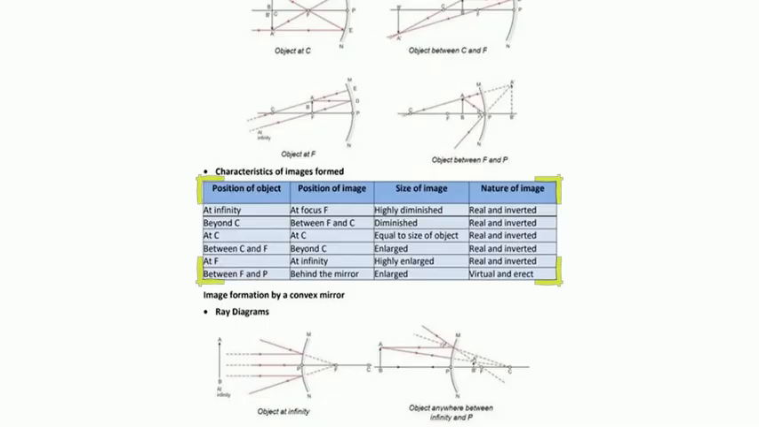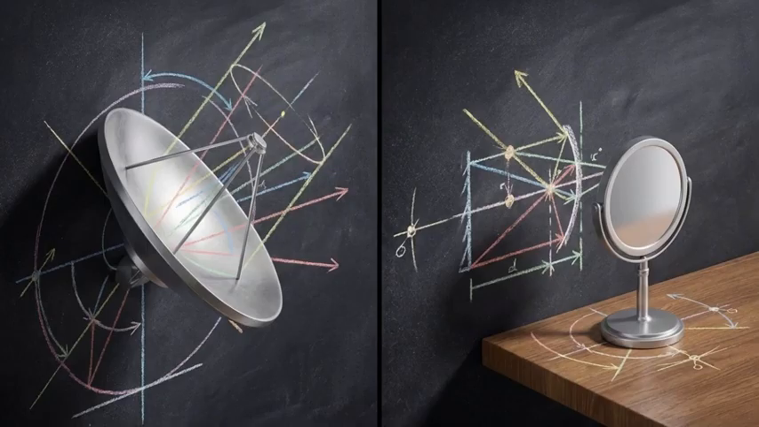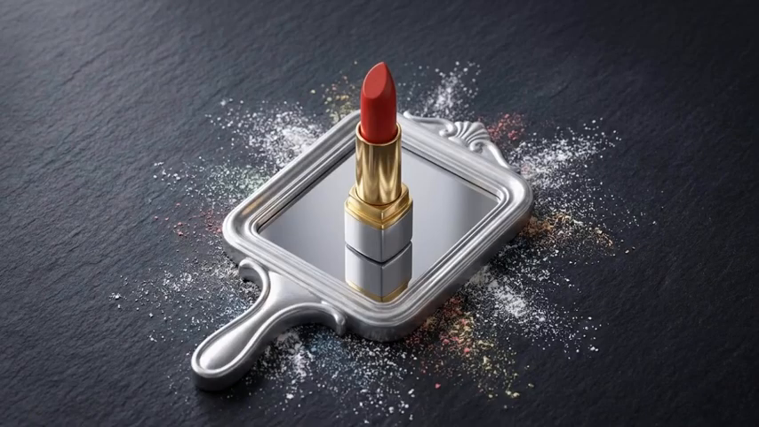This table from the physics source material confirms our derivations. We see the clear progression of the image from diminished to same size to enlarged and finally to virtual, dictated entirely by crossing the focal point. By manipulating distance, the concave mirror yields a massive operational range, shifting from shrinking real projections to magnifying virtual ones.